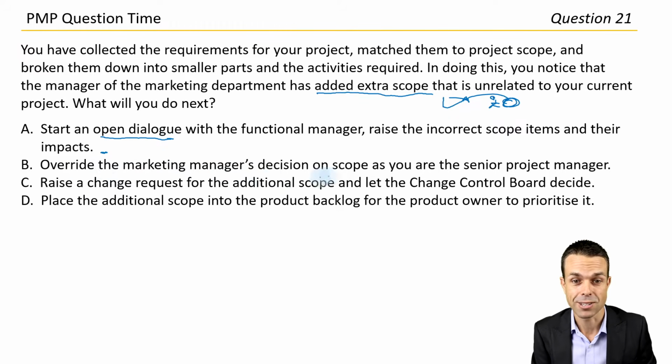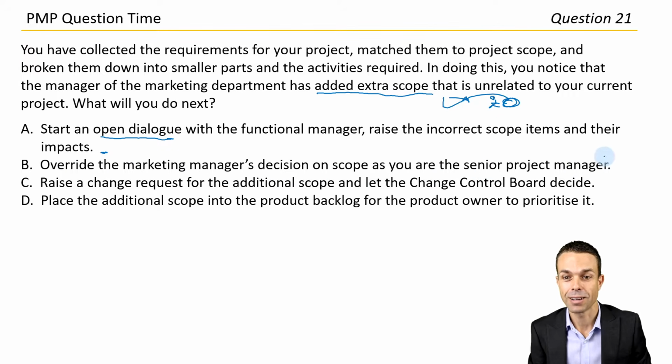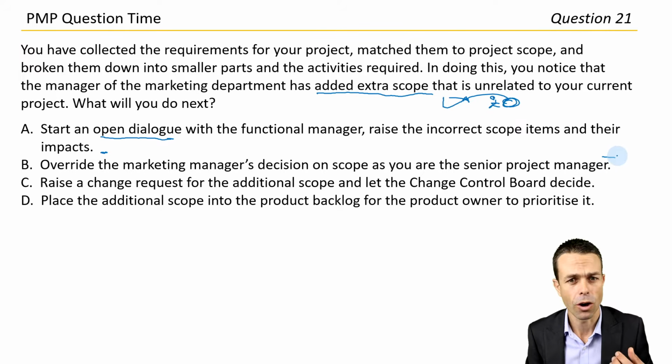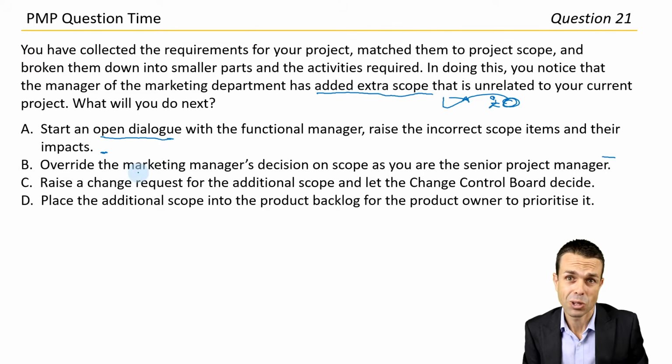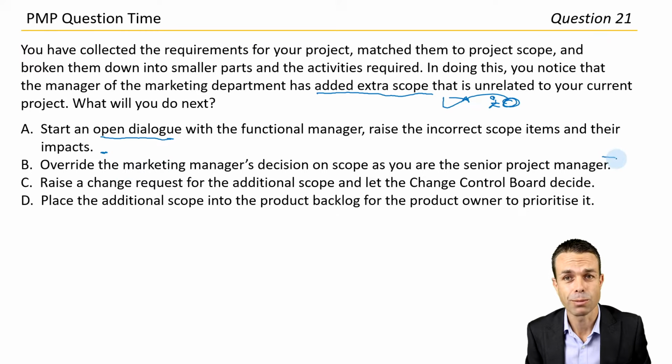Override the marketing manager's decision on scope as you're the senior project manager. Okay, this is going to be tricky, especially because the functional manager is our customer, so ultimately they'll be signing off on the scope. Oh no, the marketing manager isn't our customer. We could override it, but I think talking with them is probably a better option. So let's put a low maybe for now on that one.